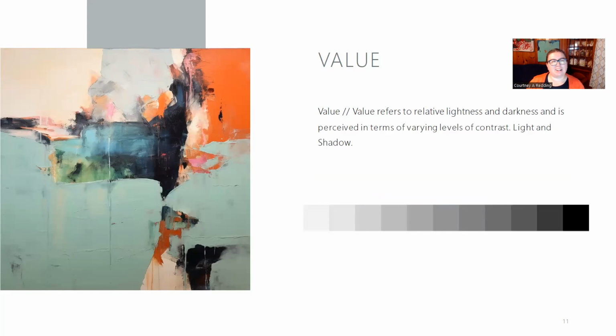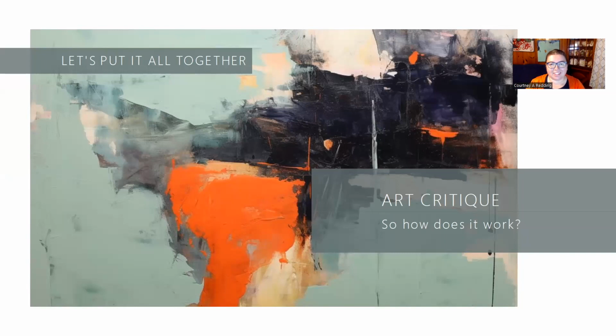We sort of talked about almost akin to this with the intensity, how bright, how dark something is. So we can see value in a black and white form, or we can see value through colors also. So it just depends on light and shadow. All right, so let's put this all together.